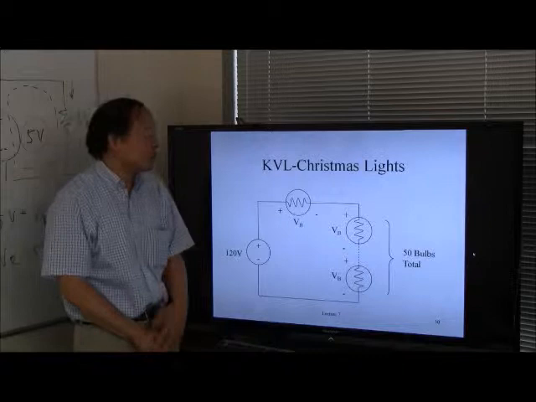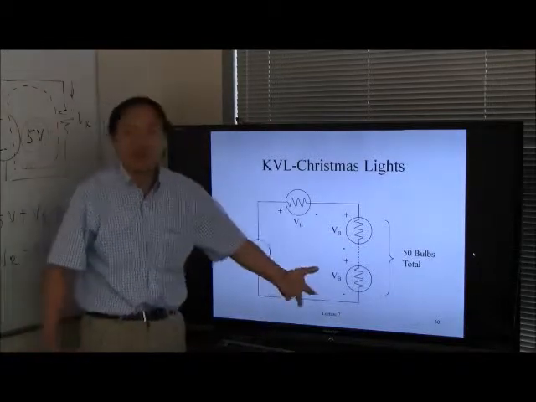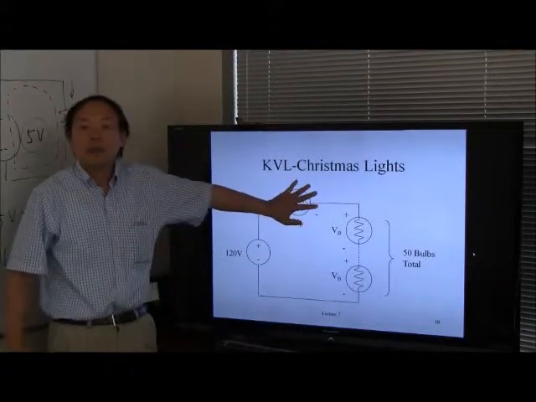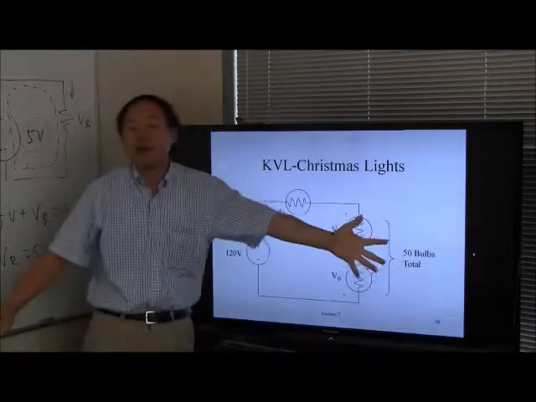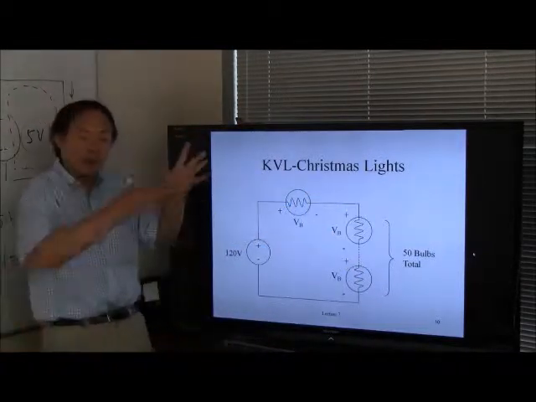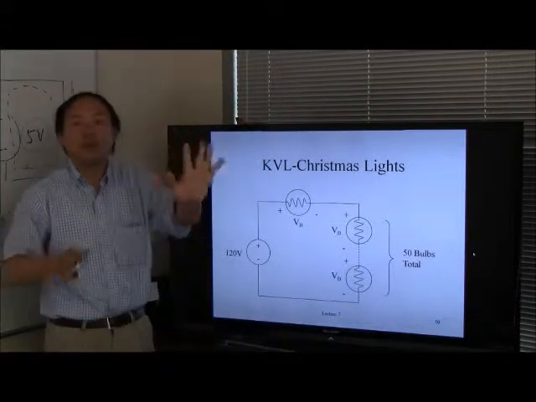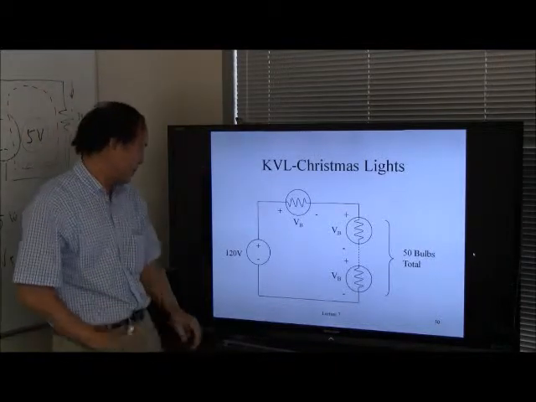Christmas light. This is the wrong way to build Christmas lights because you're putting the voltages in series. The reason why it's a wrong way is that if any one of the light bulbs is burned, then you have an open circuit and therefore the other 49 light bulbs will not work. But if you had what we did earlier, putting them in parallel, then if one light bulb got open circuit, the other light bulbs are still okay.